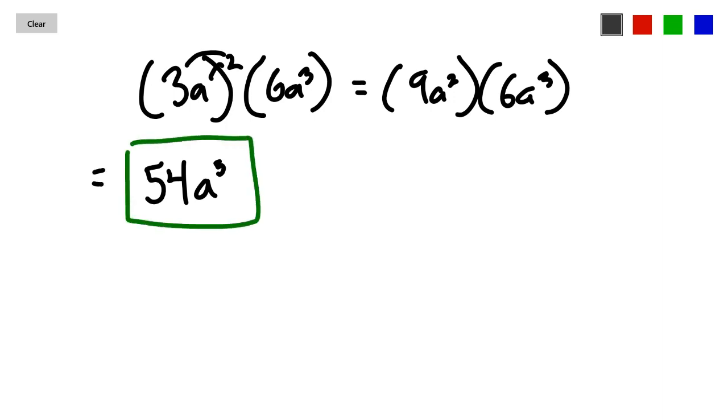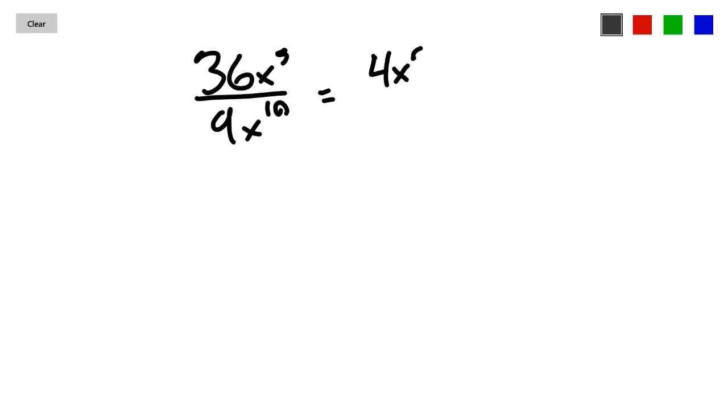So remember, when you multiply the same base with two different exponents, then you add the exponents together. Let's say I had 36x to the 5th divided by 9x to the 10th. The 36 over 9 reduces down to 4, so I'm going to be left with a 4 on the top. So I have 4x to the 5th divided by x to the 10th.